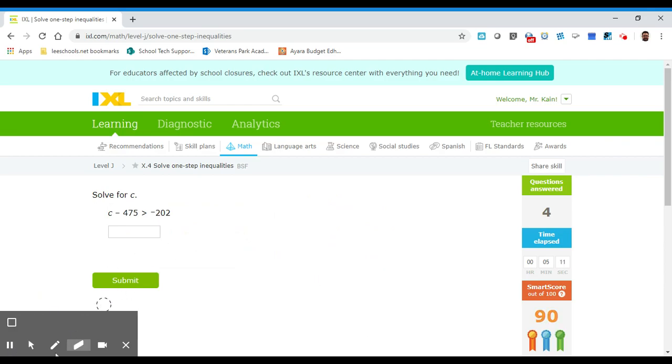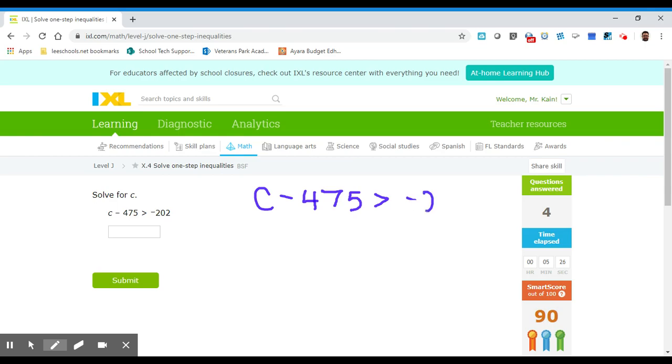All right, jump up again. Okay, jumping up again puts us at that 90 mark. This is where we hit the challenge. So let's write our problem down. c minus 475 is going to be greater than -202. Okay, using algebra, we want to get c by itself.